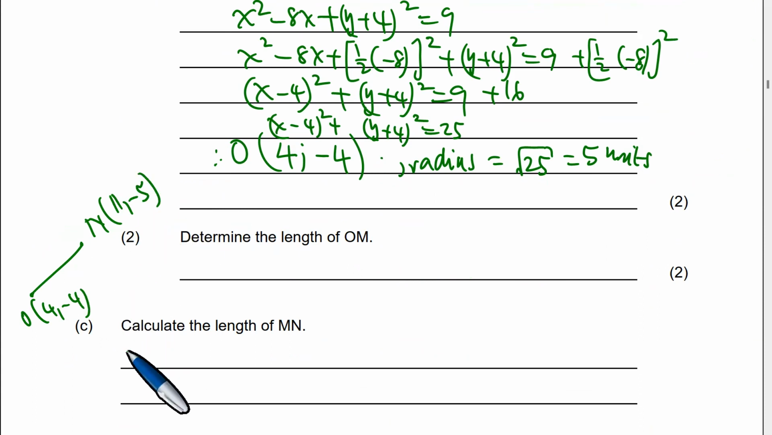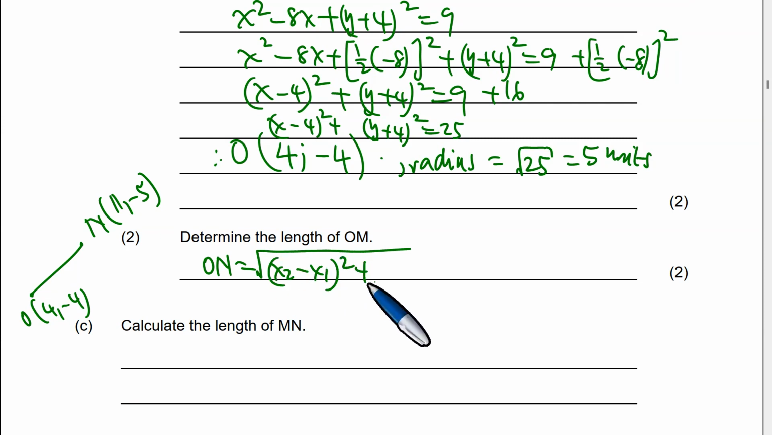and -5. Okay, so this would be the actual length of ON first, before we get that. So let's find the length of ON. We're going to use the distance formula: x2 minus x1, we square that, we have y2 minus y1, we square this. So this is x1, y1, this is x2, y2.